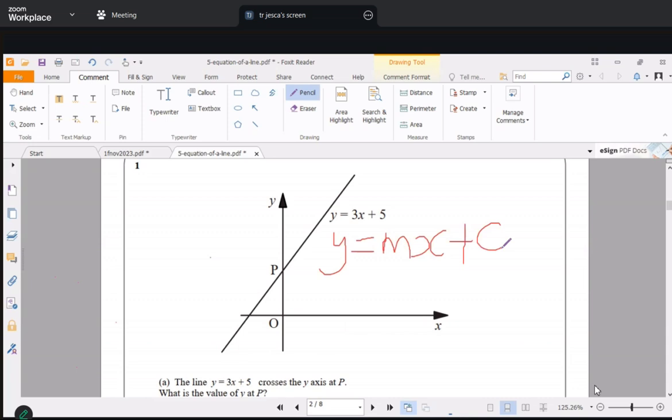So I would like you to tell me what m represents in this equation. The value of m and the value of c are very important when it comes to the equation of a straight line. Most questions will revolve around them. So what is the value of m? What does it represent when you're given such an equation?